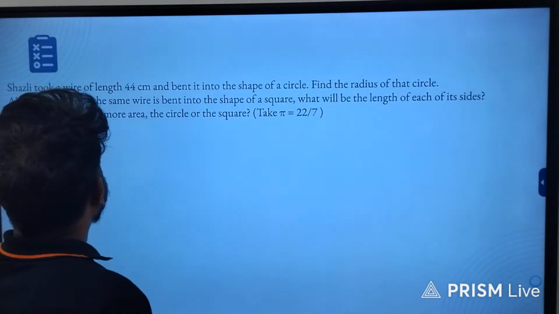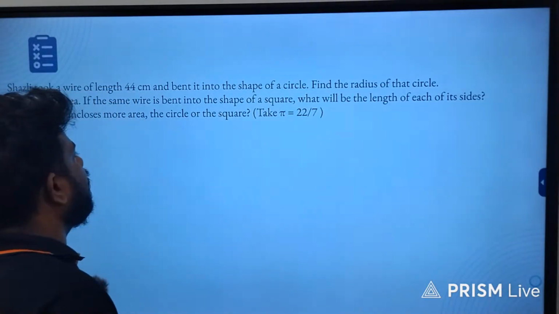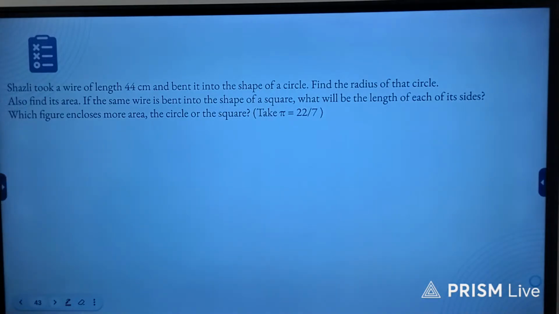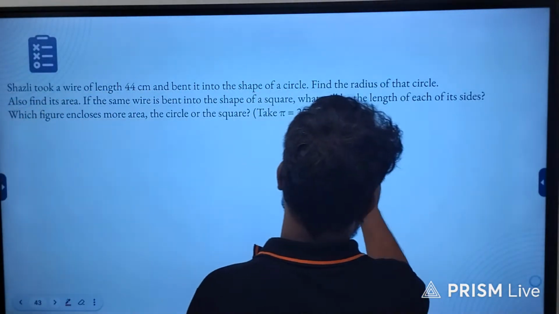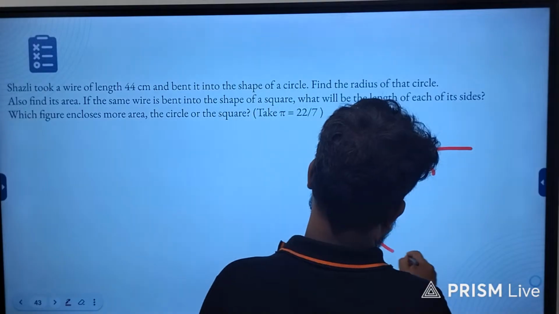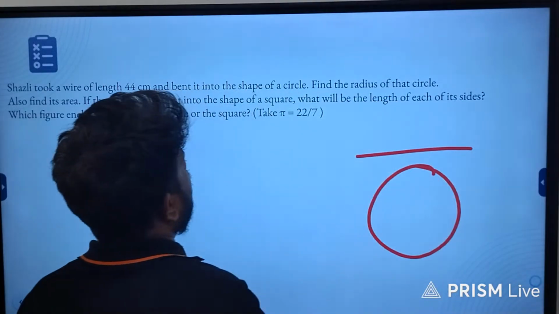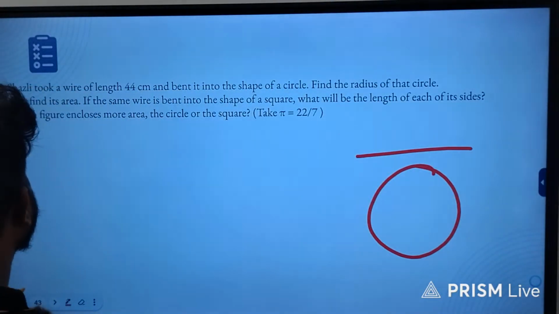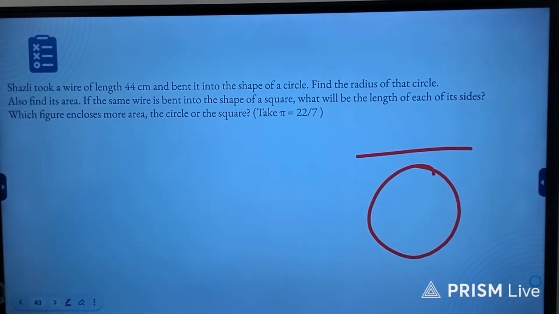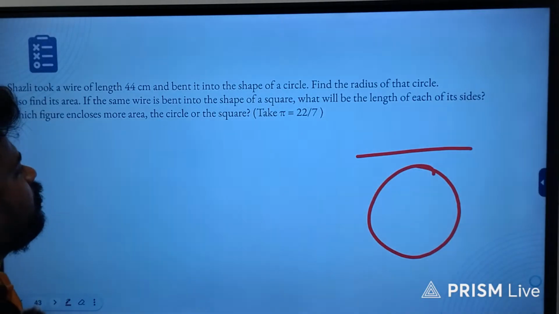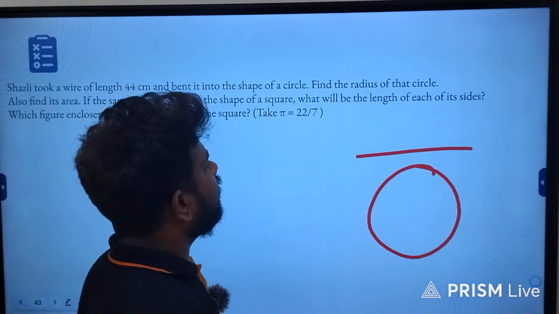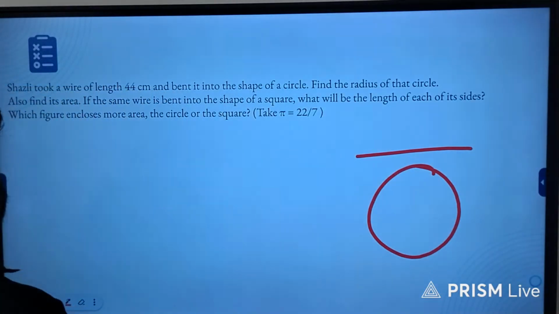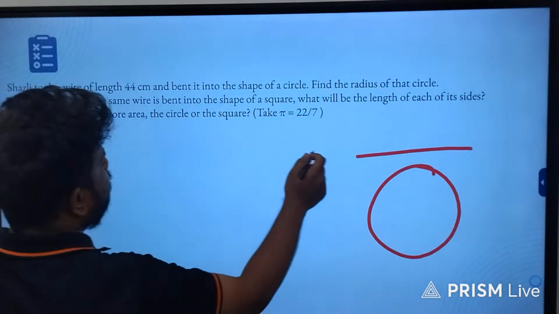Shajil took a wire of length 44 centimeter and bent it into a shape of a circle. Find the radius of that circle, also find its area. If the same wire is bent into shape of a square, what will be the length of each of its sides? Which figure encloses more area, the circle or the square? Okay.